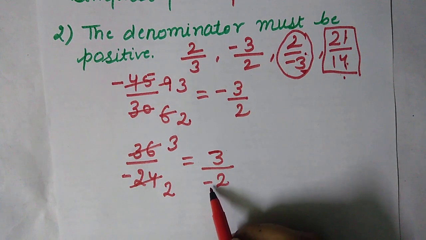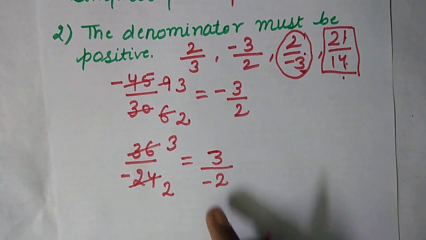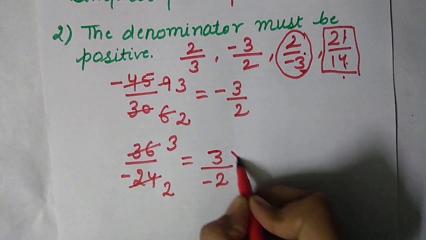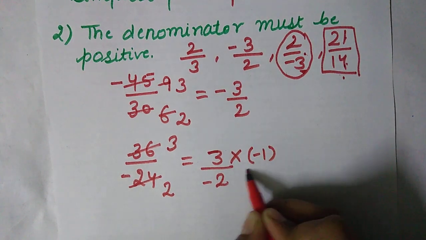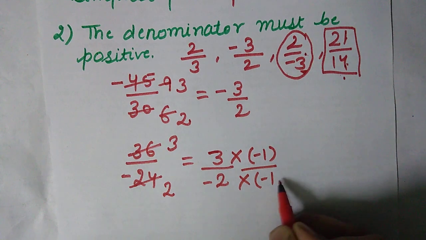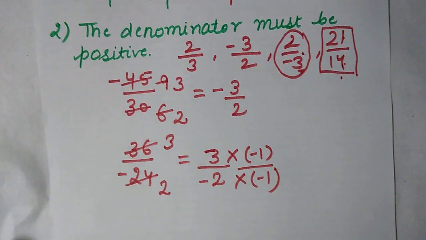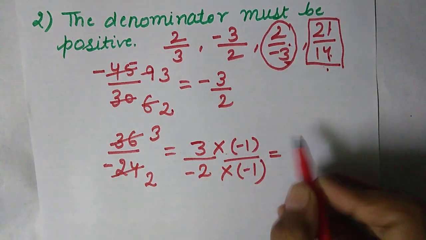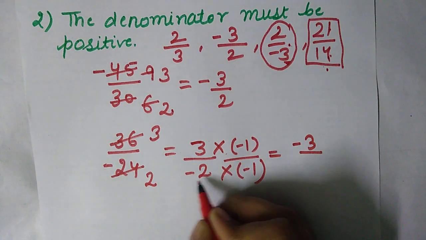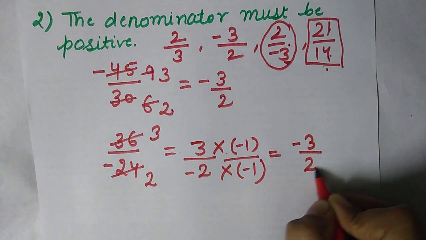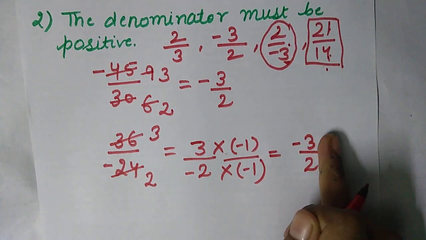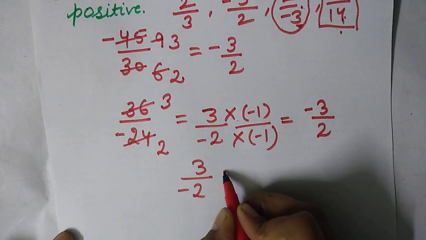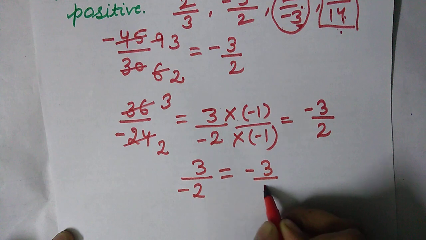Now I have to remove the negative from the denominator. For removing the minus from the denominator, we have to multiply the numerator and denominator by minus 1. So 3 into minus 1 is minus 3, and minus 2 into minus 1 is plus 2. So now this is the standard form. We can say that 3 over minus 2 is the same as minus 3 by 2.